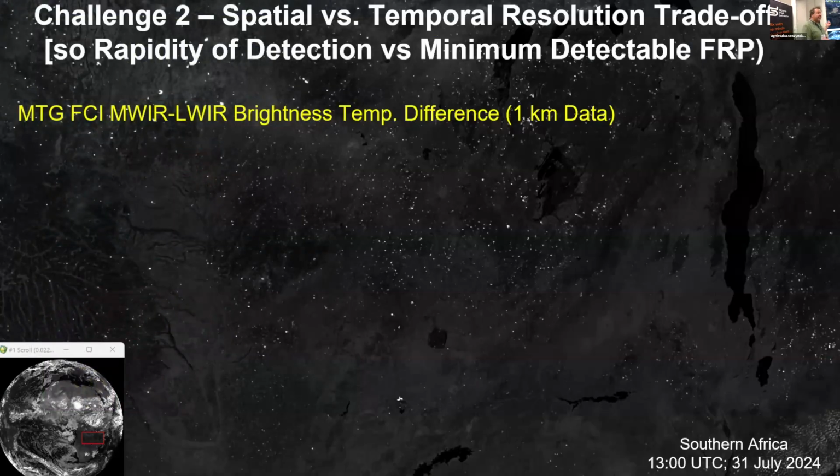This is Meteosat Third Generation. So this is the second challenge: what is the spatial and temporal resolution trade-off? To some extent, I've talked about that already. But this is data that is just about to be released by EUMETSAT. They've had a problem, basically. This satellite probably cost €1 billion, and it has a calibrator on it.